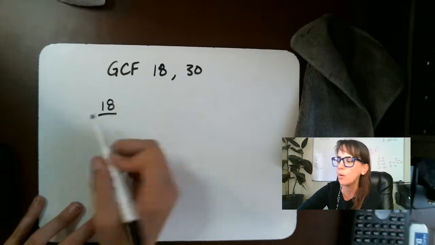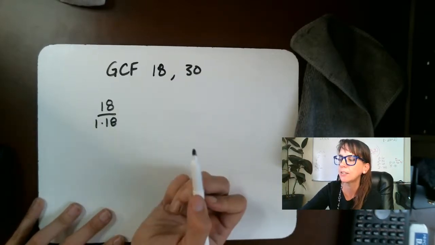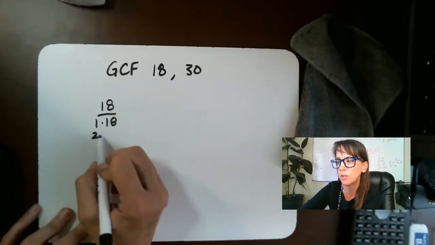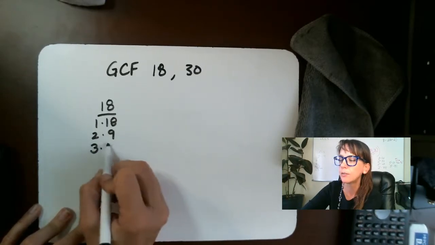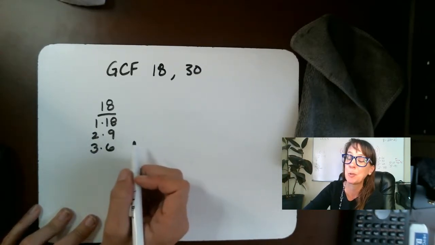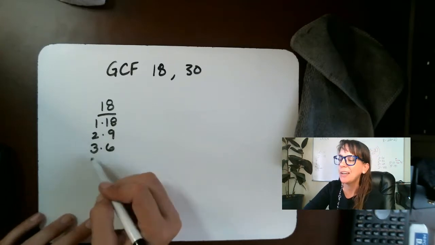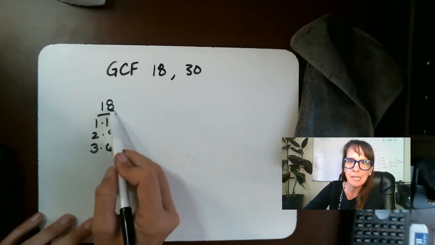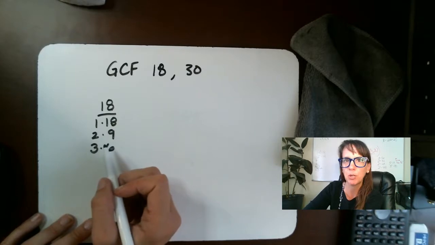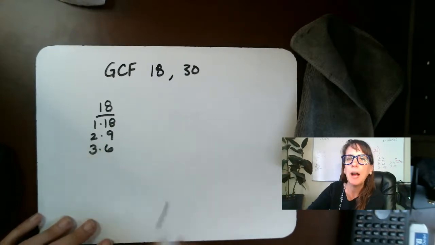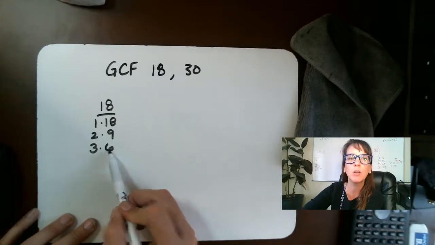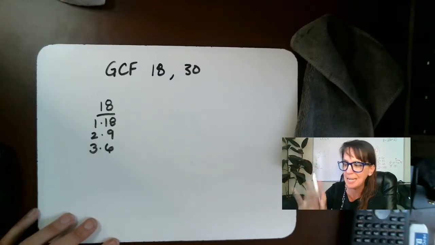Start with your easiest one. 1 times 18. Good. After 1 comes 2. 2 times 9. Good. After 2 comes 3. 3 times 6. This is where it's really important you know your multiplication tables. All right, after 3 comes 4. Does 4 go into 18? No, so we move on. After 4 comes 5. Does 5 go into 18? Nope, so we move on. After 5 comes 6. 6 is already on the board on this side, so we are done.